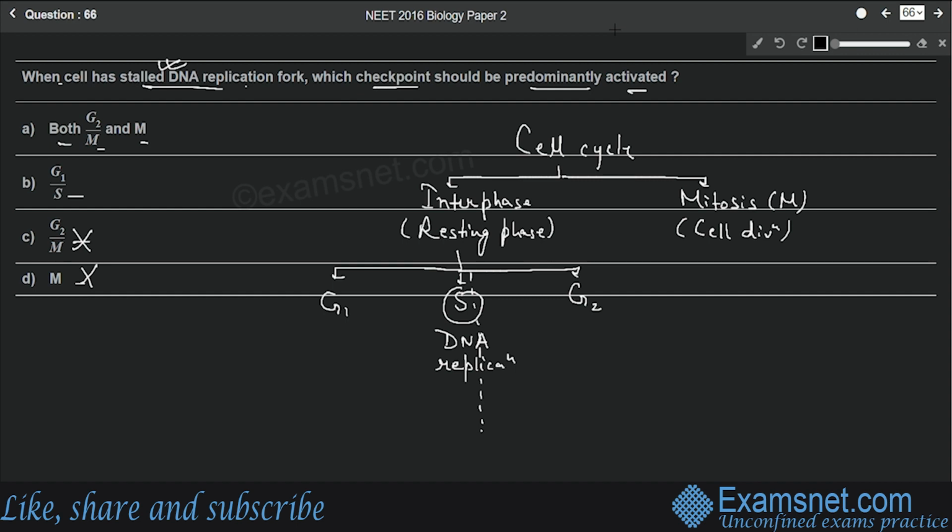So the correct answer will be, okay, option A is also eliminated. So the only option left is B. So the checkpoint must be G1/S, that means between G1 and S. Okay, so option B is the correct answer.